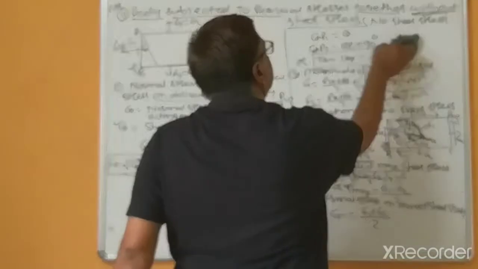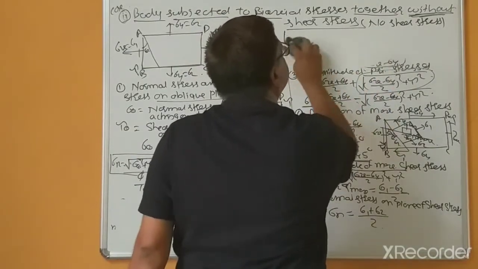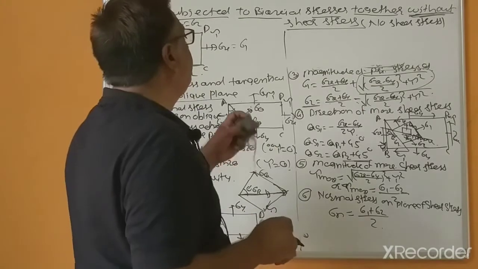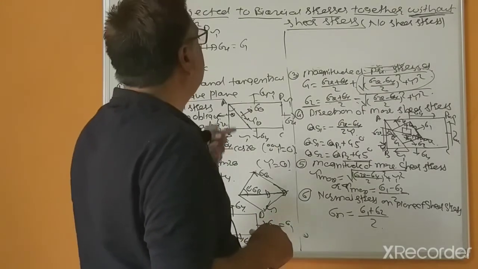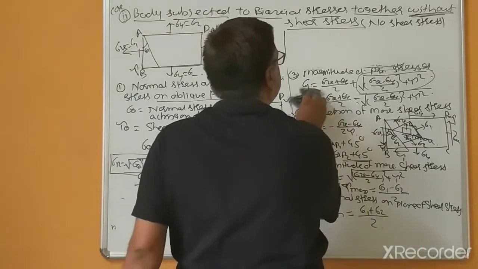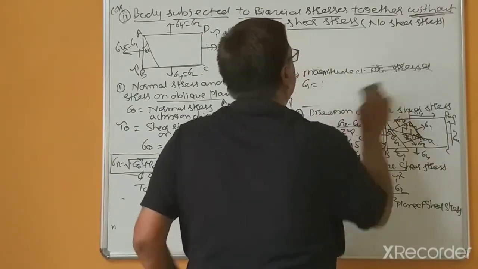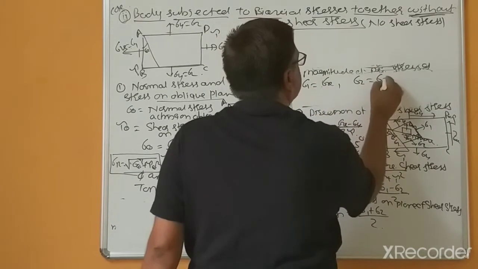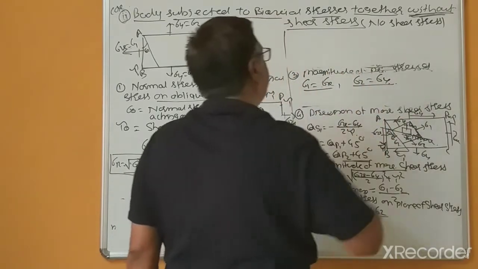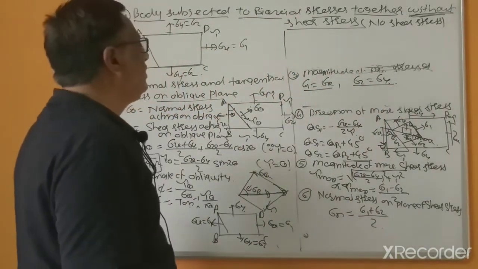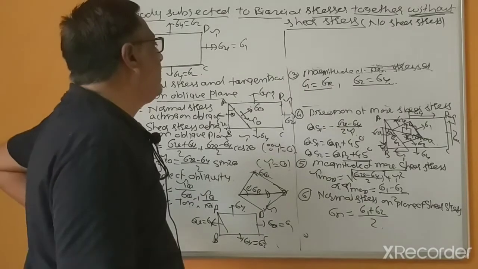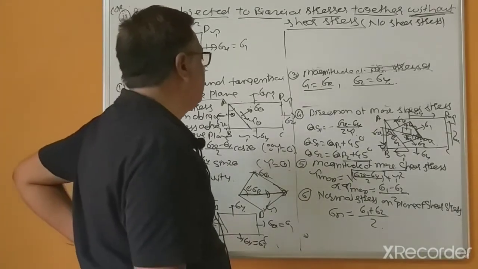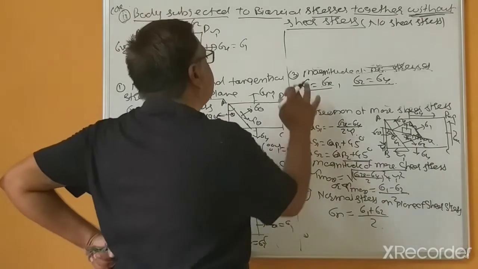Second point. Magnitude of the principal stress: sigma 1 equals sigma x and sigma 2 equals sigma y. This is the magnitude of the principal stress. Now the directions of the maximum shear stress. So this is the second point.